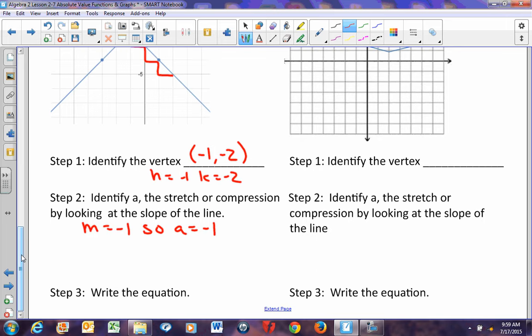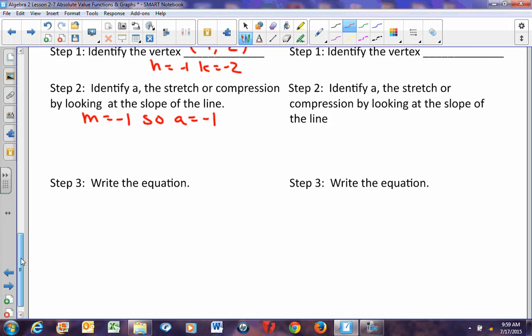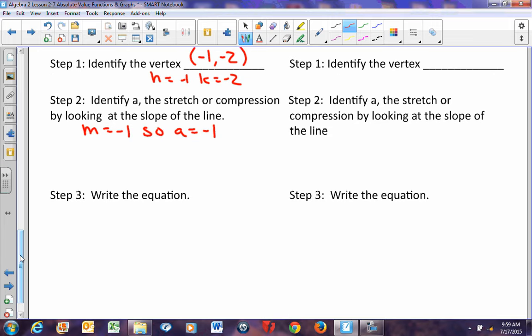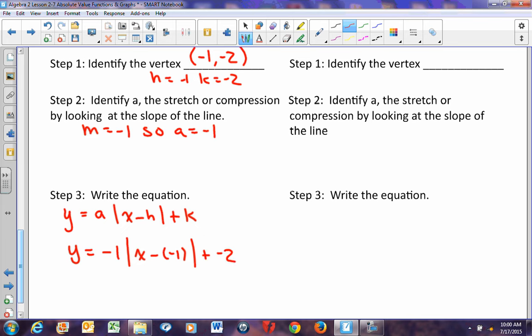The third step is to write the equation. Now that you have all that, if you remember, the equation is y equals a absolute value of x minus h, plus k. So let's just plug it in. Y equals, my a is negative 1, so negative 1 absolute value of x minus negative 1, plus negative 2. I just wrote it in exactly as it looked. Now let's simplify it. Y equals negative absolute value of x plus 1, minus 2.